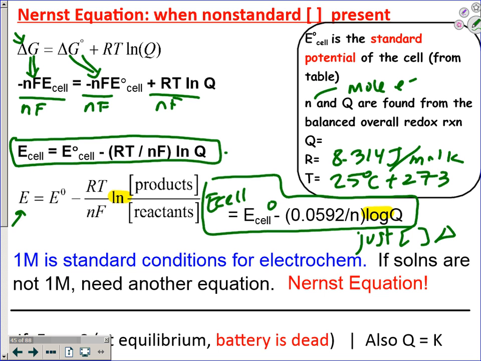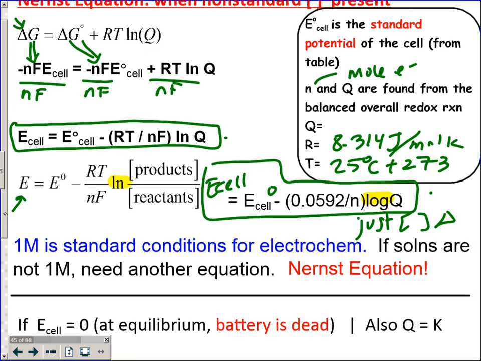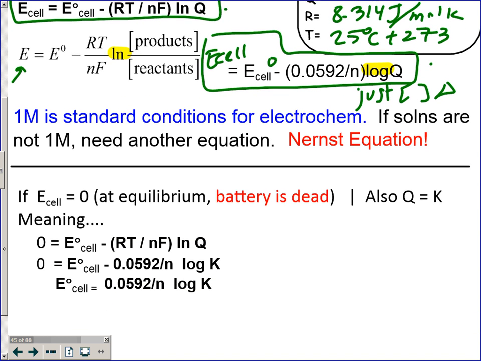Are we clear that these are the same equations? It's just that one's in log, one's in natural log. One has an uncondensed form of constants. This one has a condensed form of constants. Okie dokie. This is called the what equation? Nernst equation. Okay.